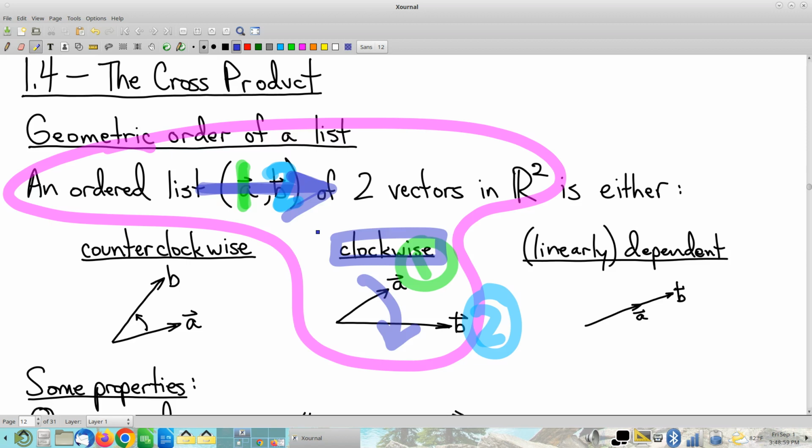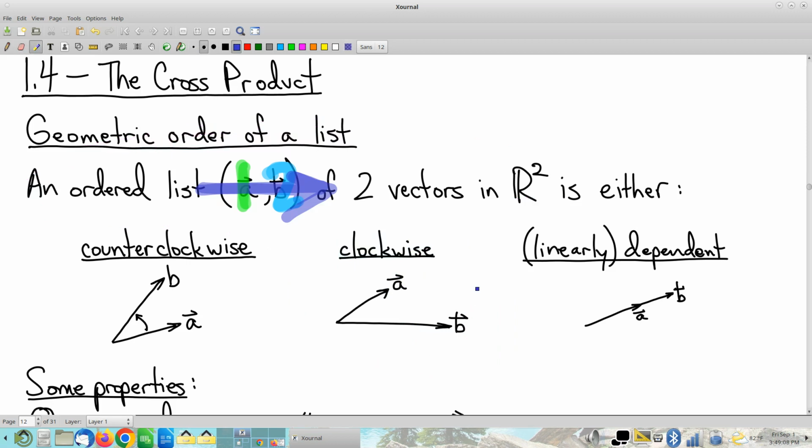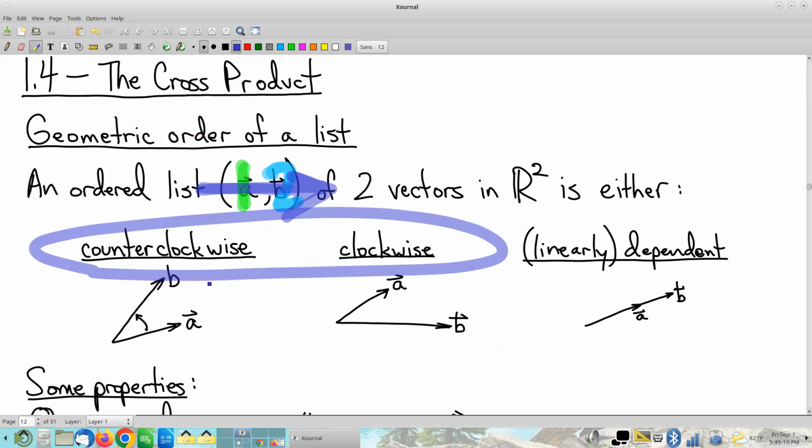All right, so generically, most of the time, weird, annoying exceptions aside, it's going to be one or the other of these. It's going to be either clockwise or counterclockwise. So this is what I mean by the geometric order of the list. Okay. Now, we do have to talk about those annoying exceptions.